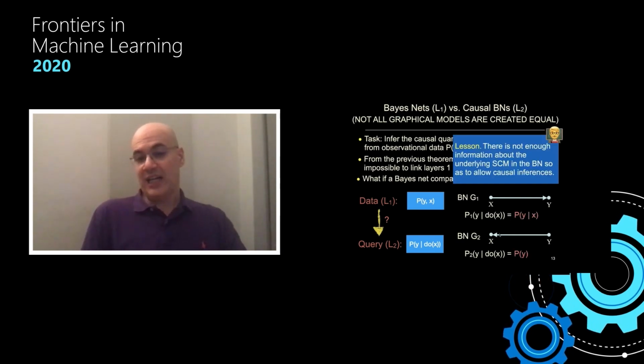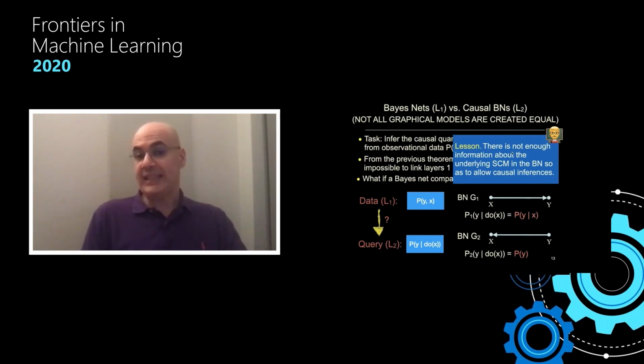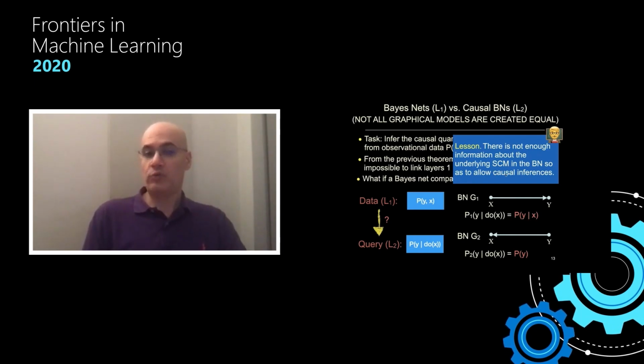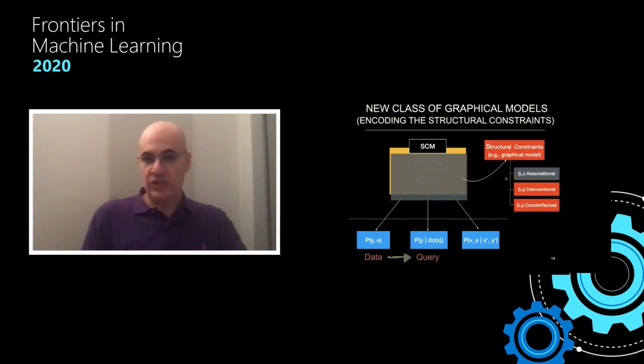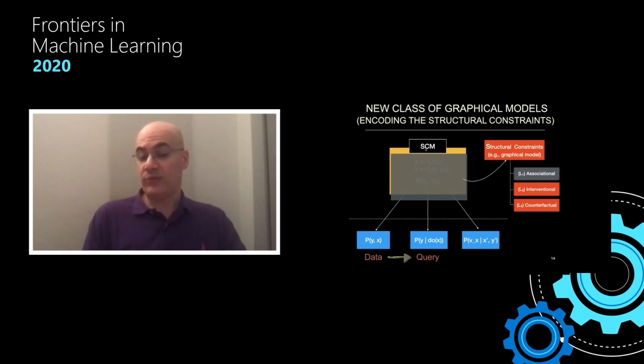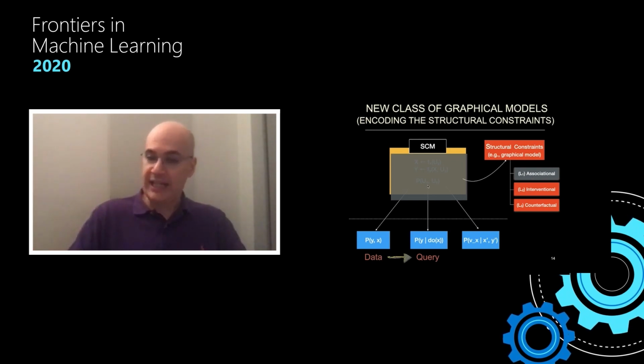Then this here highlights that they have different answers. There is not enough information about the underlying SCM in the BN so as to allow causal inferences. Just say that this is not good, even though the constraints could be coming from the SCM, still a layer 1 object is not good. This is not a BN that we're looking for.